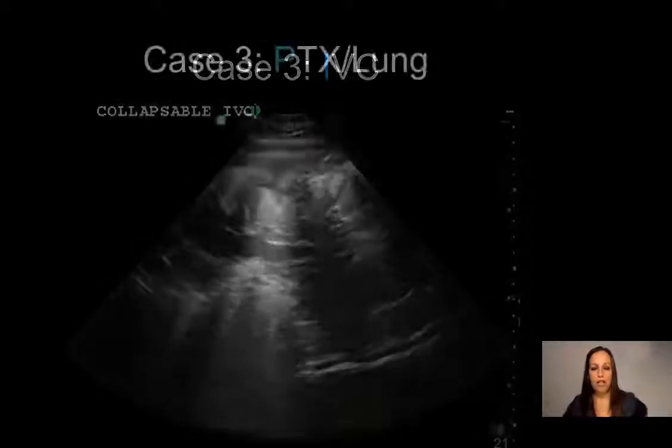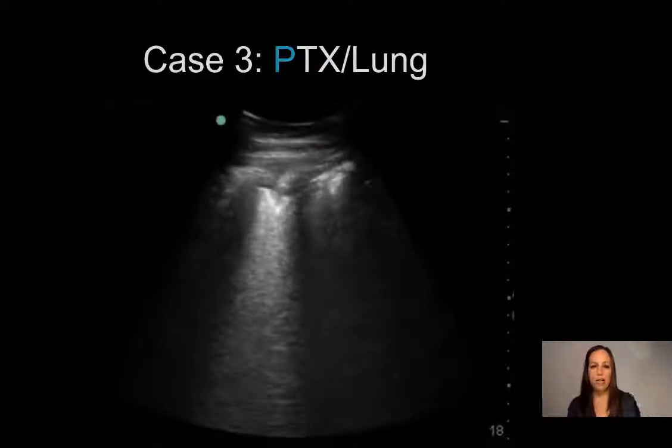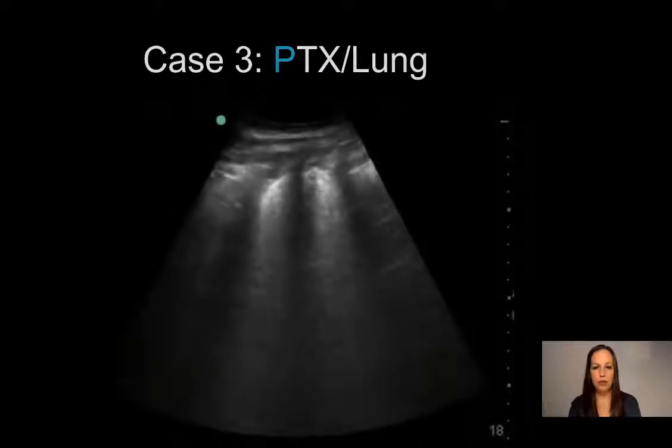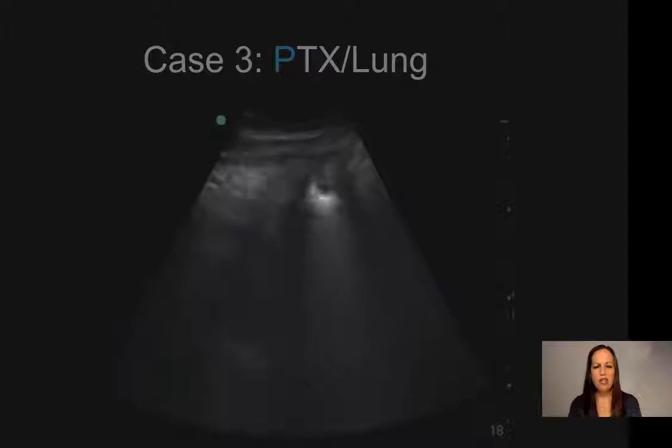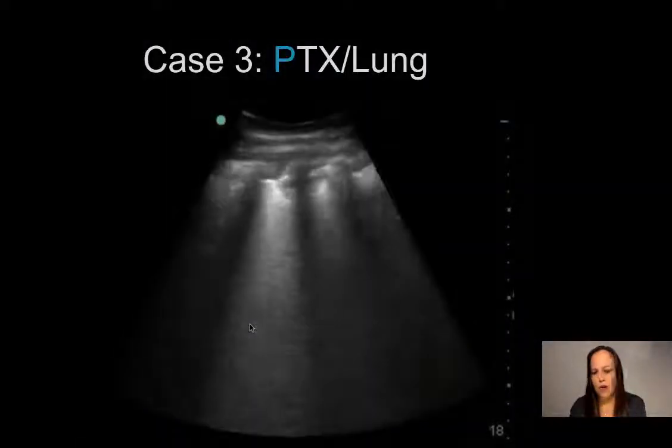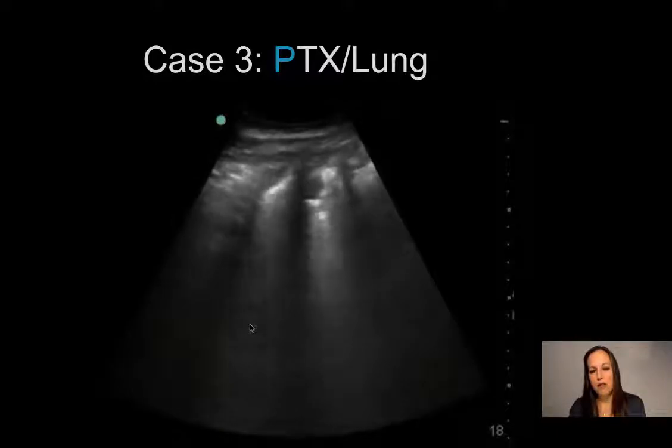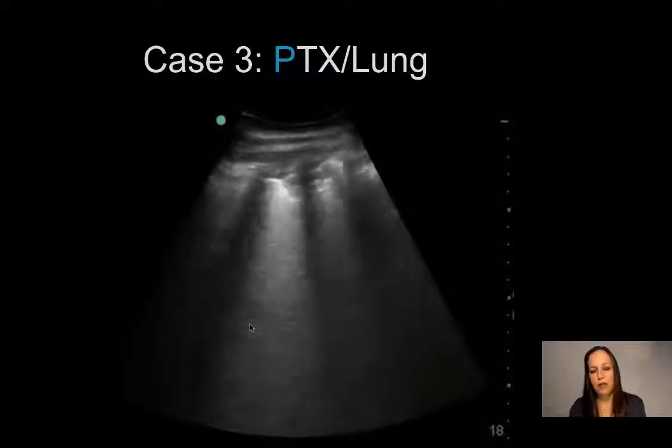We can move on to P for pneumothorax or lung. We can see here we have pleural line, and we have these coalescing B lines. It looks almost solid white because there are so many B lines. So that's fluid overload.